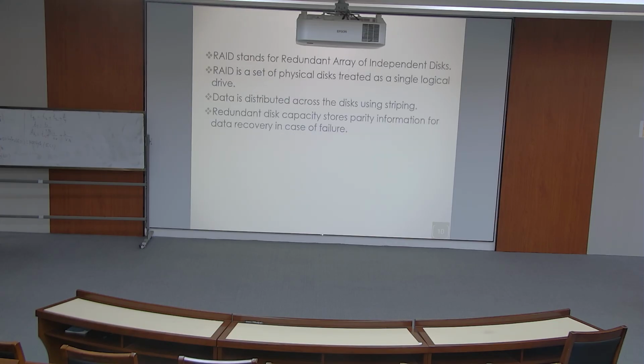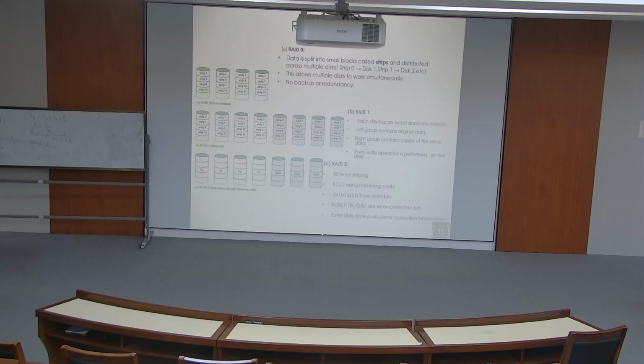Then here we have the RAID memory, which is a set of physical disks that are treated as a single logical drive. The data is distributed across the disks using striping. There is redundancy in data to allow the system to retrieve the data when there is a problem. Here we have RAID 0, which is depicted by this picture on the top.